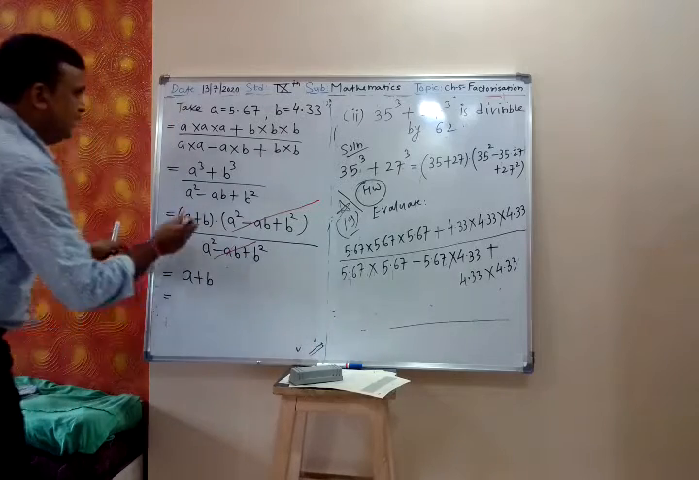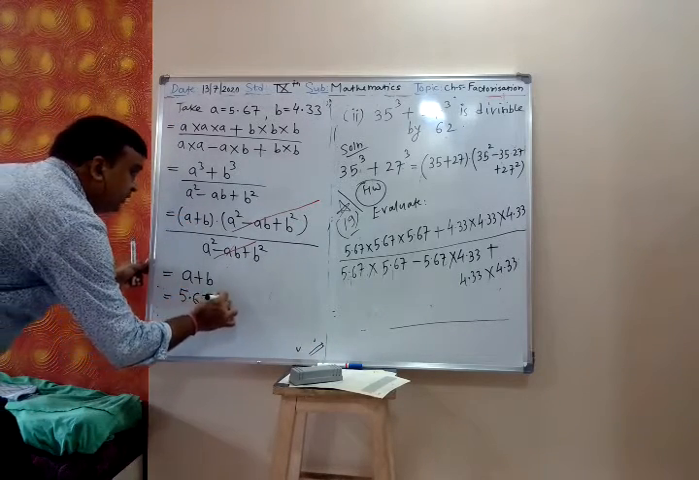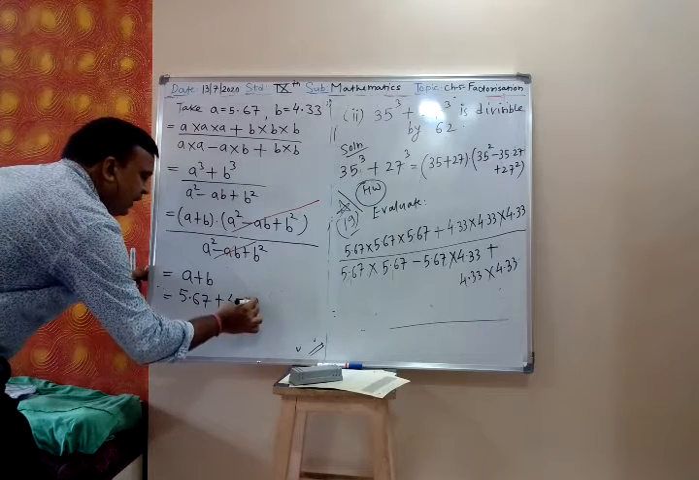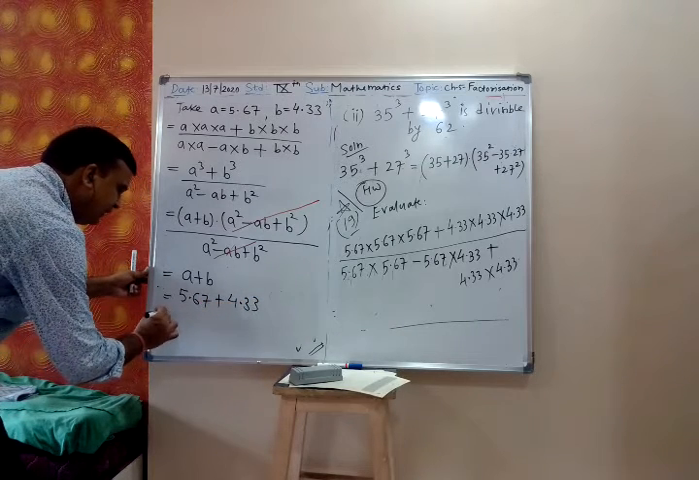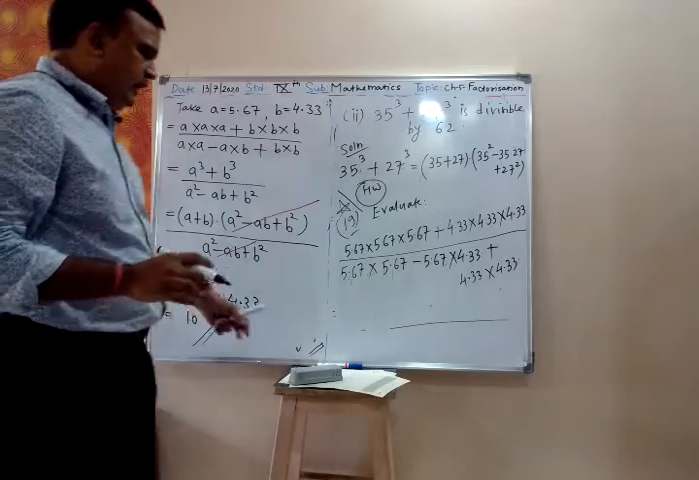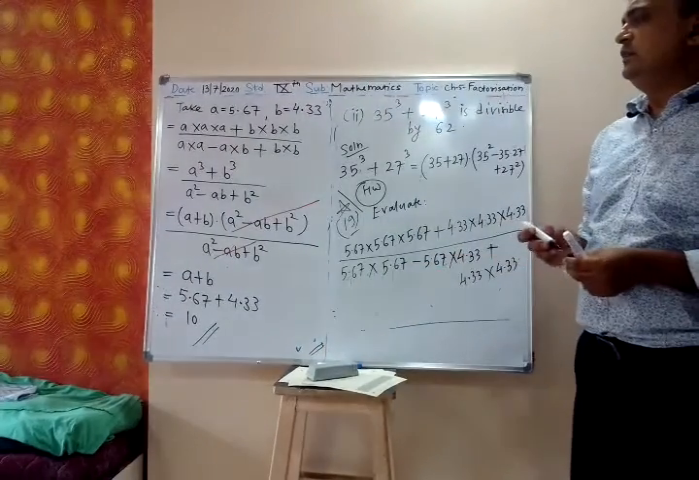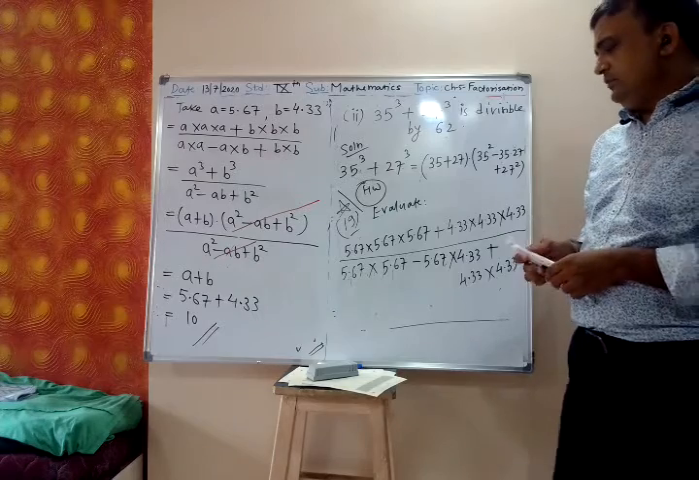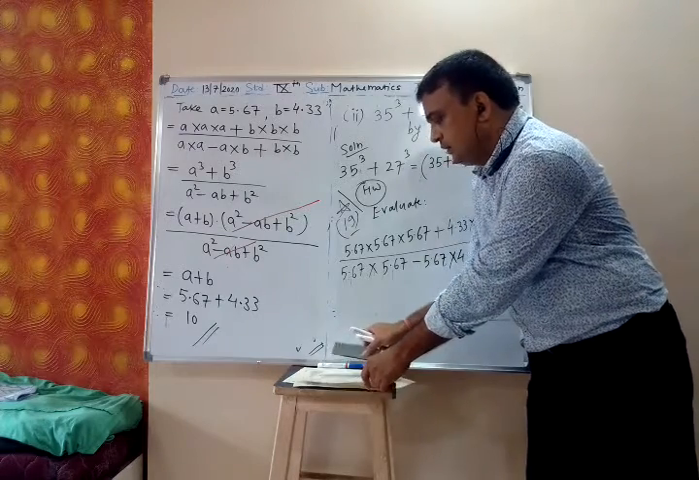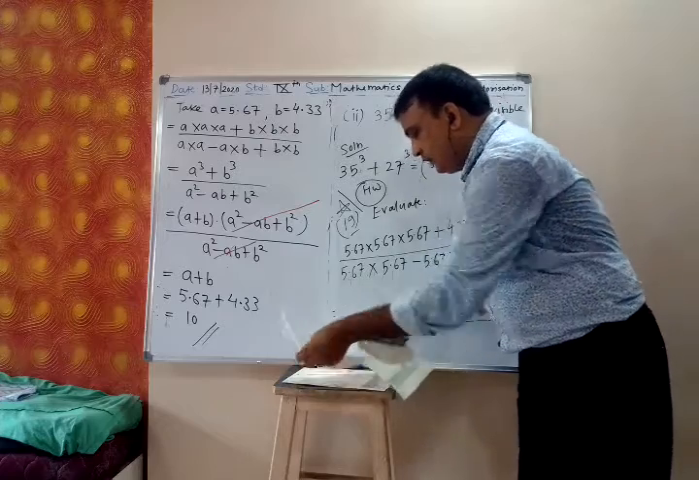So A plus B, A is 5.67 plus B is 4.33. Now add them, you will get the answer is 10. Whole bracket, no. A square minus AB plus B square. A square minus AB.